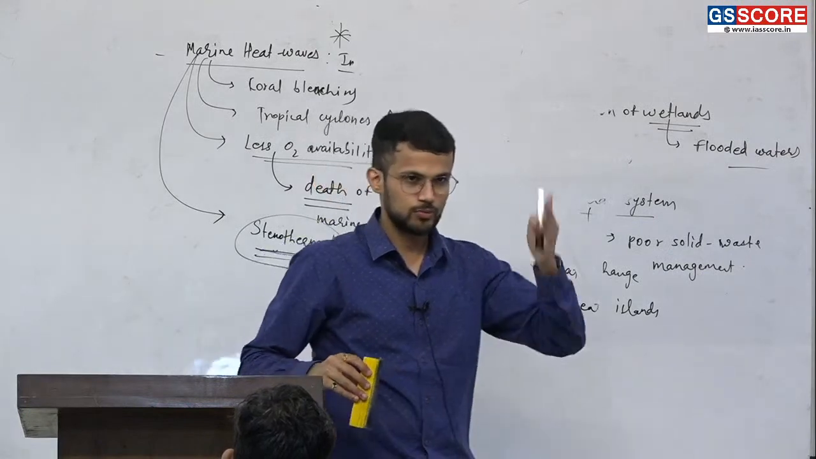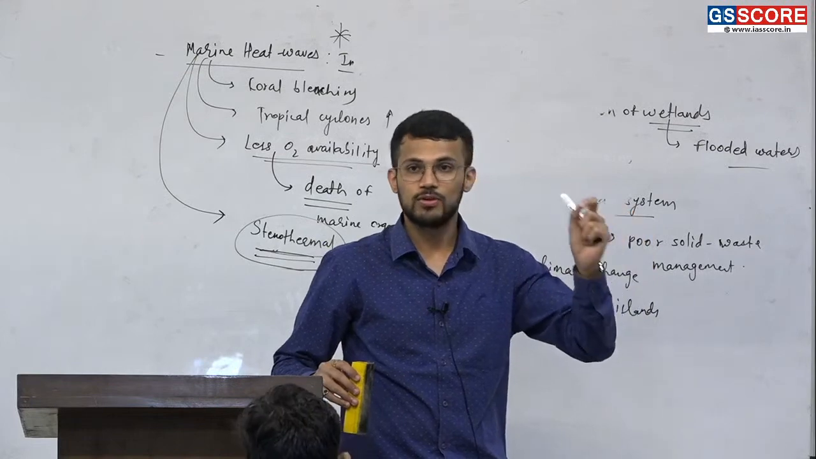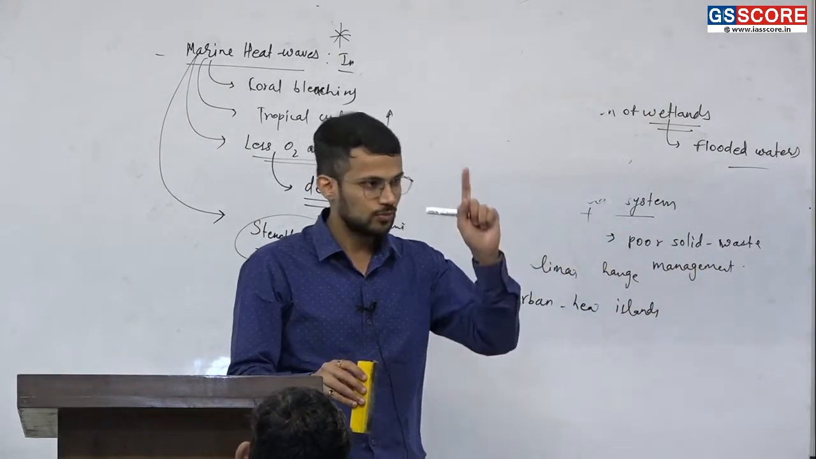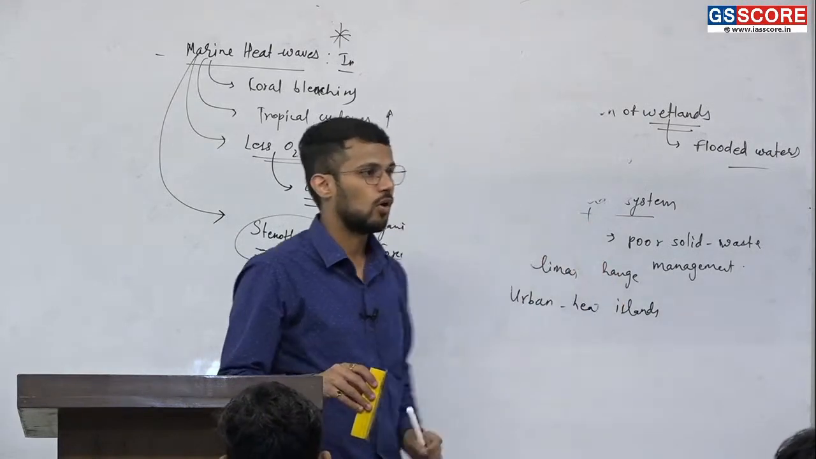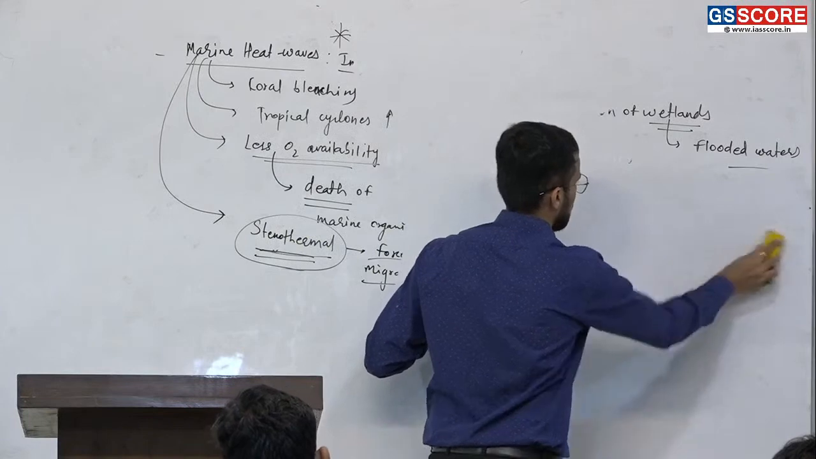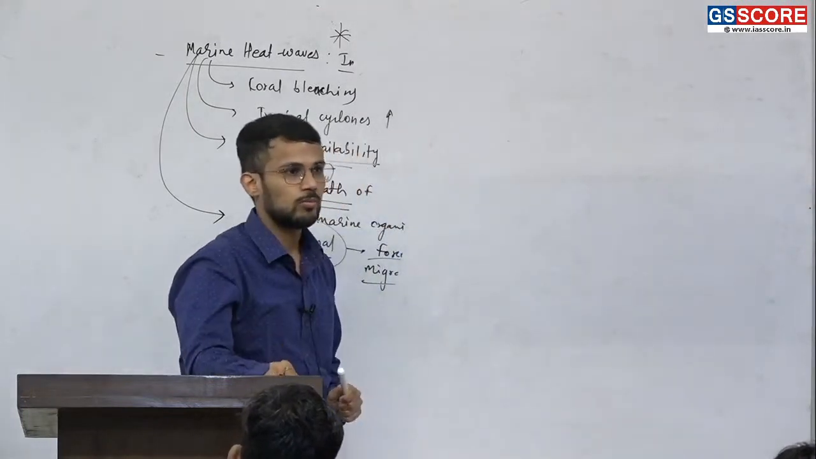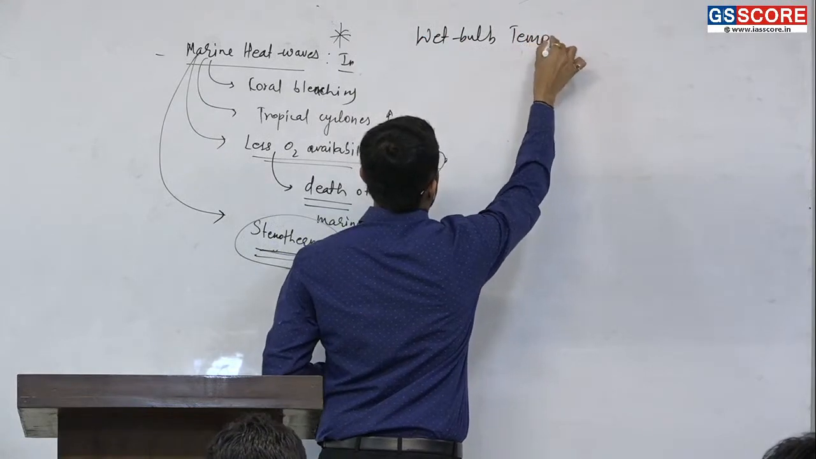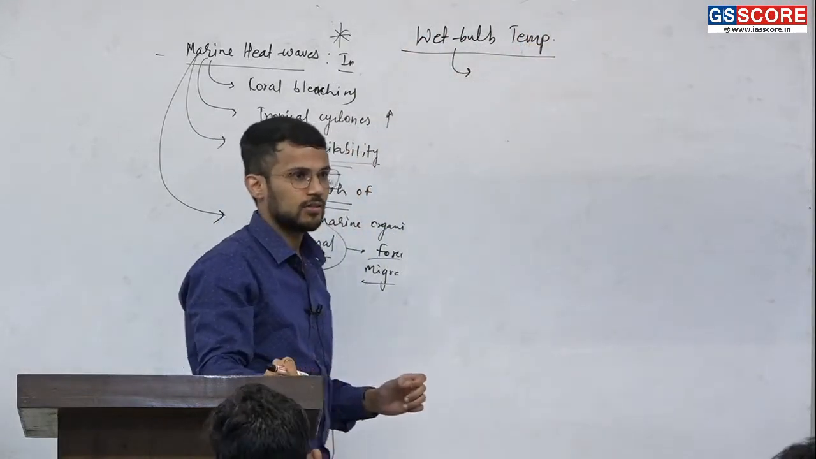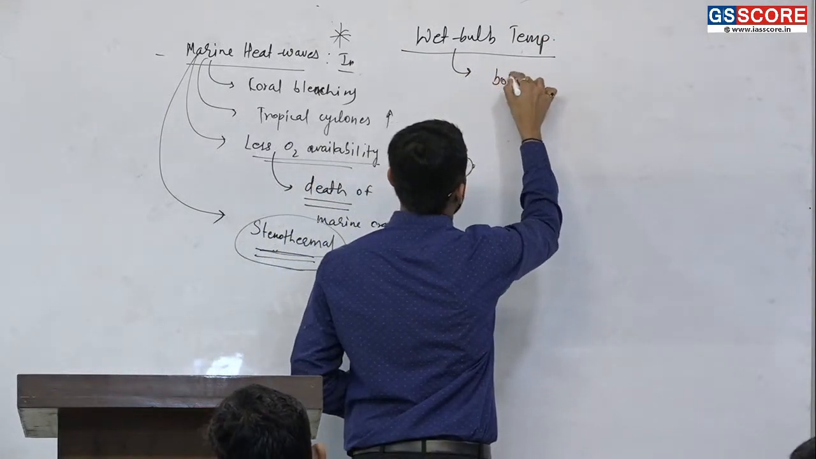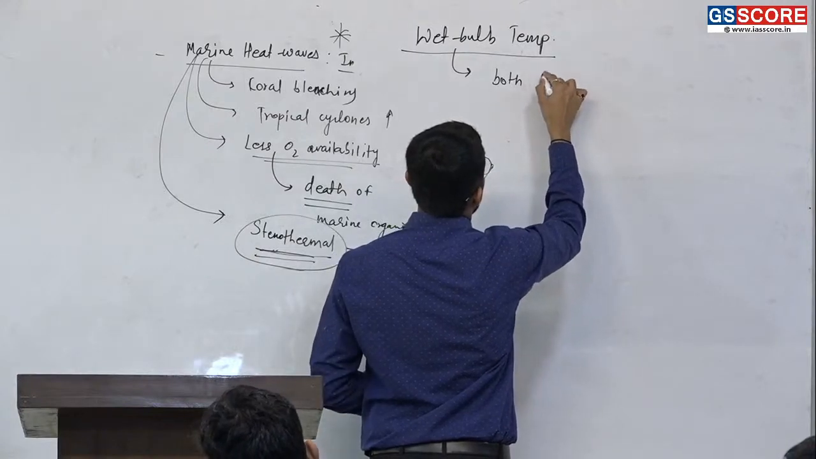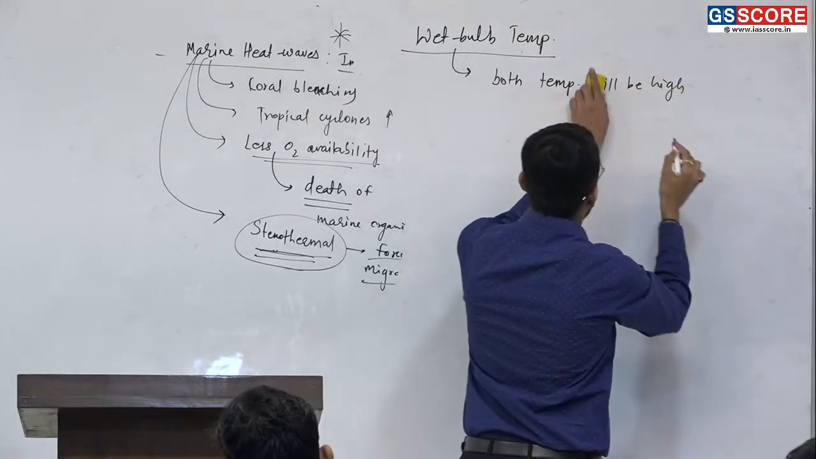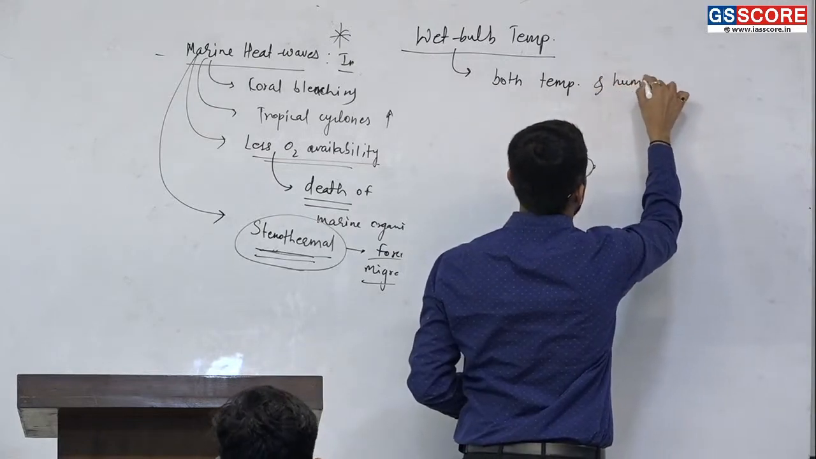See, before the sixth assessment report, IPCC never gave a regional or city-based assessment of temperature. For the first time, they have given a city-based or regional assessment of temperature conditions or climatic conditions. And in the sixth assessment report, part 2, they have talked about wet bulb temperature. So, what is that? It is a temperature where both temperature and humidity conditions will be high.